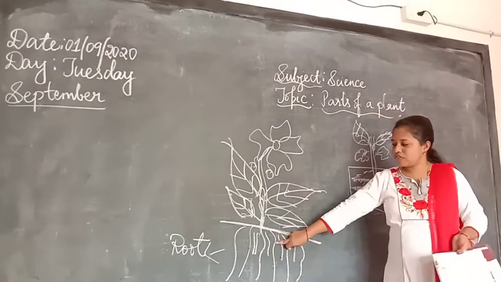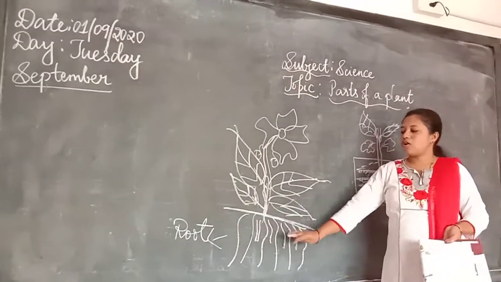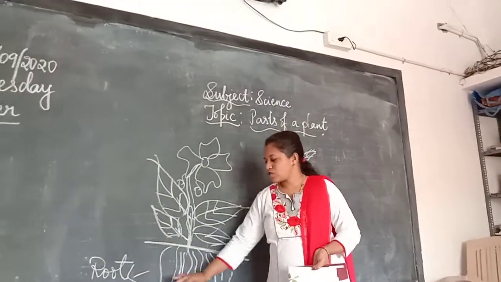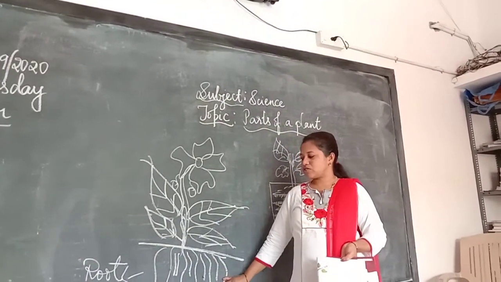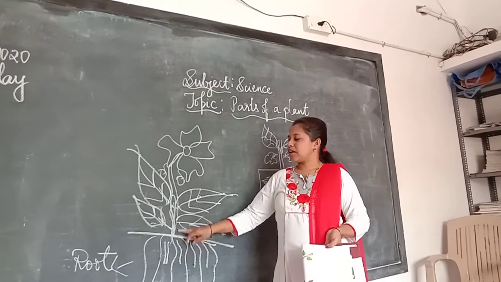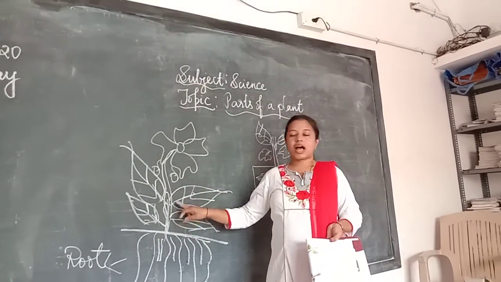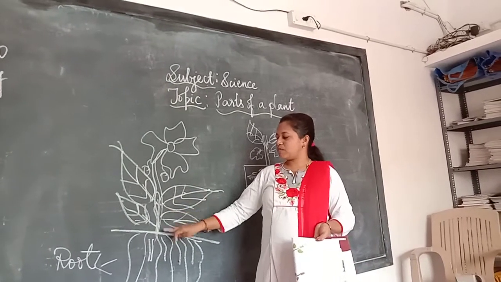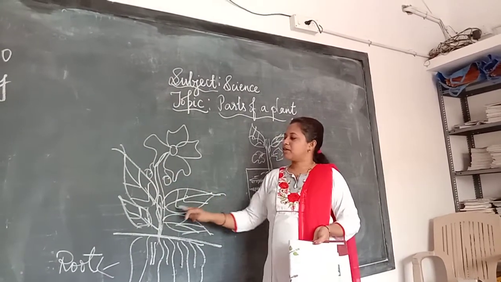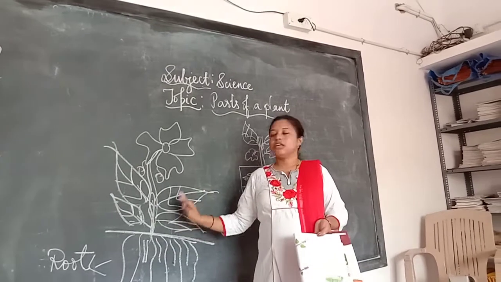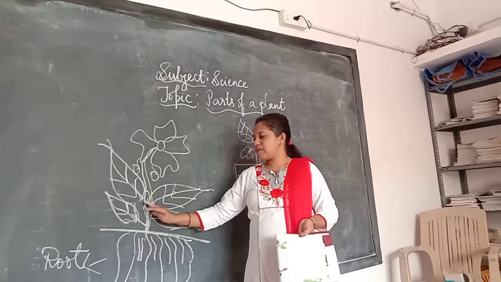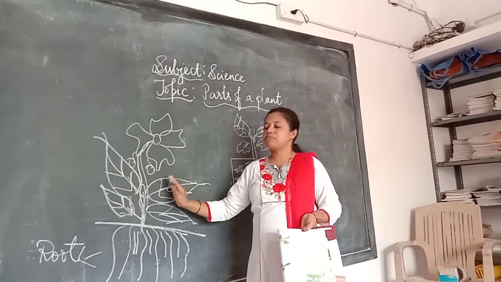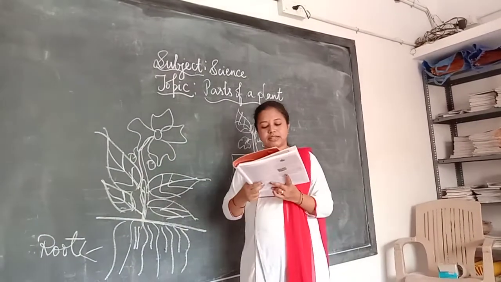Now we have studied about the root. What are the functions of the root? Roots absorb water and minerals from the soil and transport them to the stem. Then this stem will carry the minerals and water from the root and distribute them to different parts of a plant, to the branches, flowers and the remaining parts of the plant.